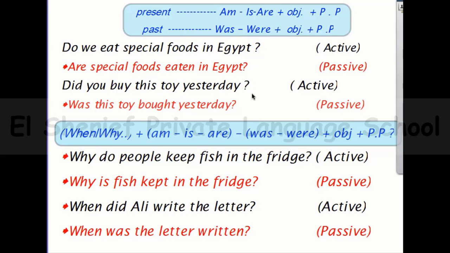And for the WH question, we will start with the WH word, and am or is or are, or was or were for the past, and the object and the past participle. For example, why do people keep fish in the fridge? It's the active. In the passive, it will be, why is fish kept in the fridge? Number 2, in the past, when did Ali write the letter? In the passive, it will be, when was the letter written?